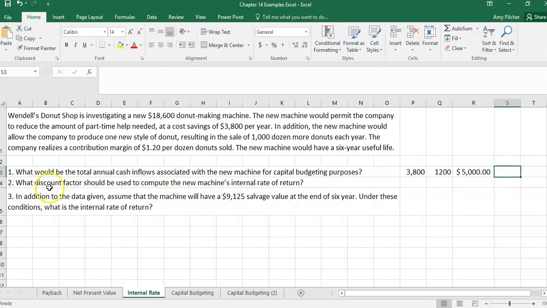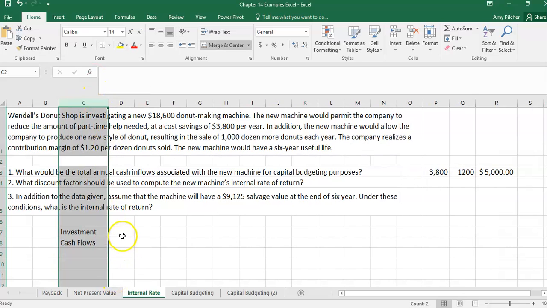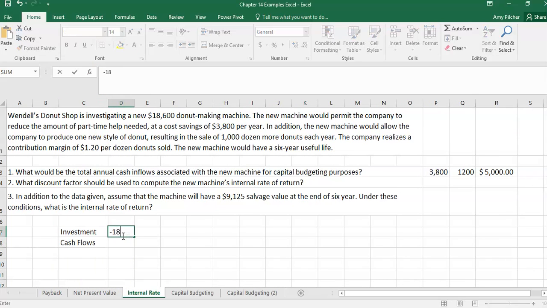For this calculation, we're looking for the internal rate of return instead of the net present value. To calculate internal rate of return, we take the investment and divide it by the yearly cash flows. So we have an investment of $18,600, and I'm going to put that negative here, and cash flows of 5,000.